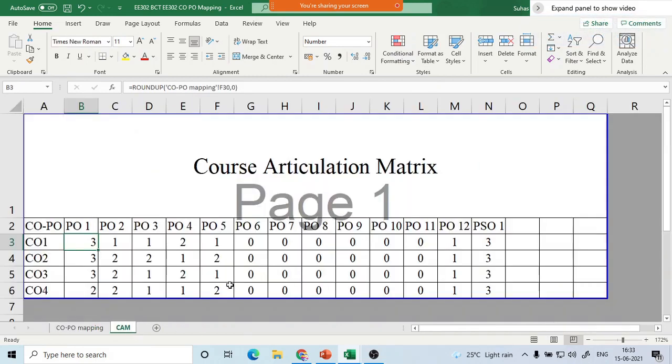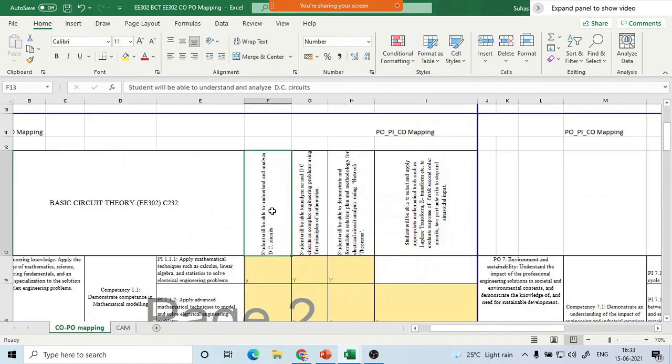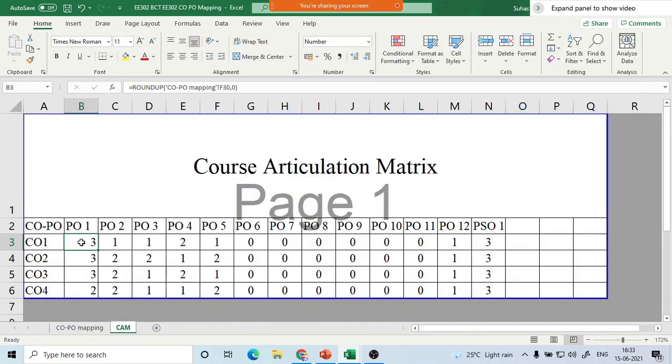What is the use of this matrix? Ultimately, this is the objective outcome we are expecting, and this is what is expected in the program outcomes. Out of this program outcome, we are contributing a small amount, maybe 3, maybe 2, maybe 1, and that is what we include as the contribution. In a single number, this tells us the contribution of CO1 to PO1. Same with PO2, same with PO3, like this.